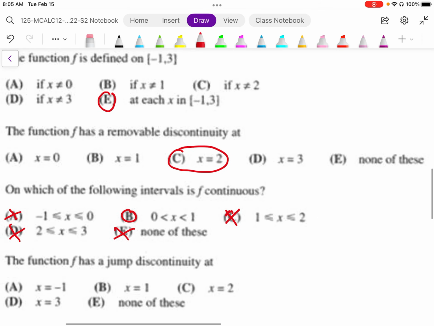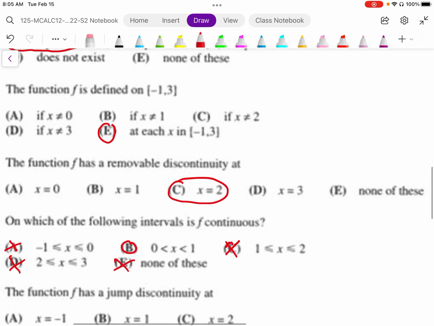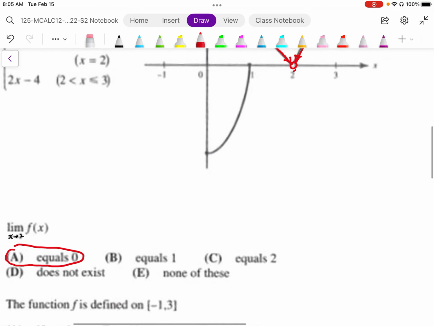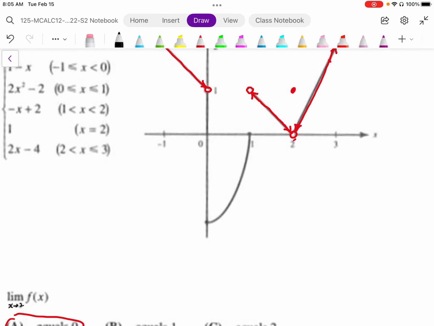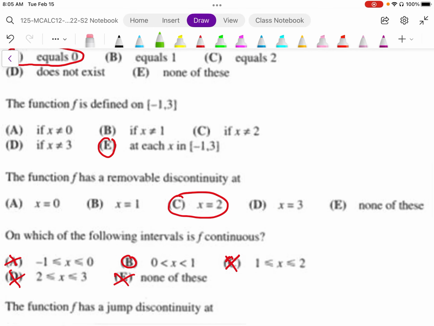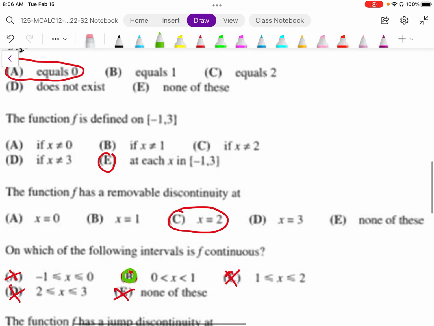Okay, so it is continuous for that region because we are defined. Okay, so if we take a look at the region from 0 to 1, it is continuous for that region because we're not including the endpoints in that interval. So in B then, it is definitely continuous in that interval.